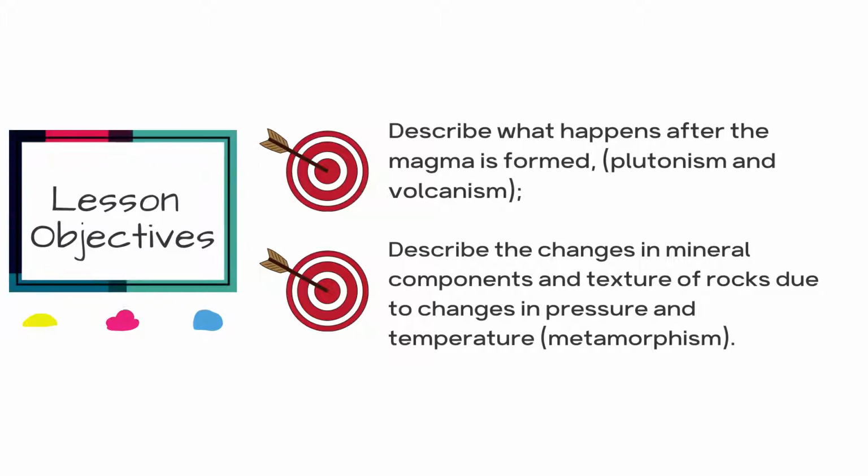Our lesson objectives are to describe what happens after the magma is formed through plutonism and volcanism, and describe the changes in mineral components and texture of rock due to changes in pressure and temperature, also called metamorphism.